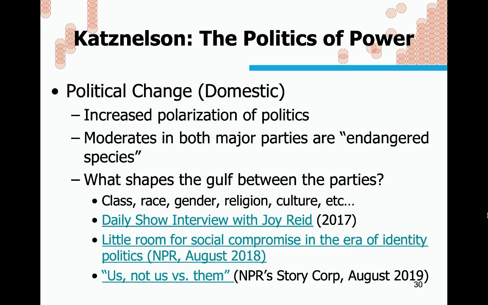And we'll talk about these things throughout the course as well. Race, gender, class, religion, culture, etc., right? For better or for worse, we can find gulfs between, or polarization between people based on these things.